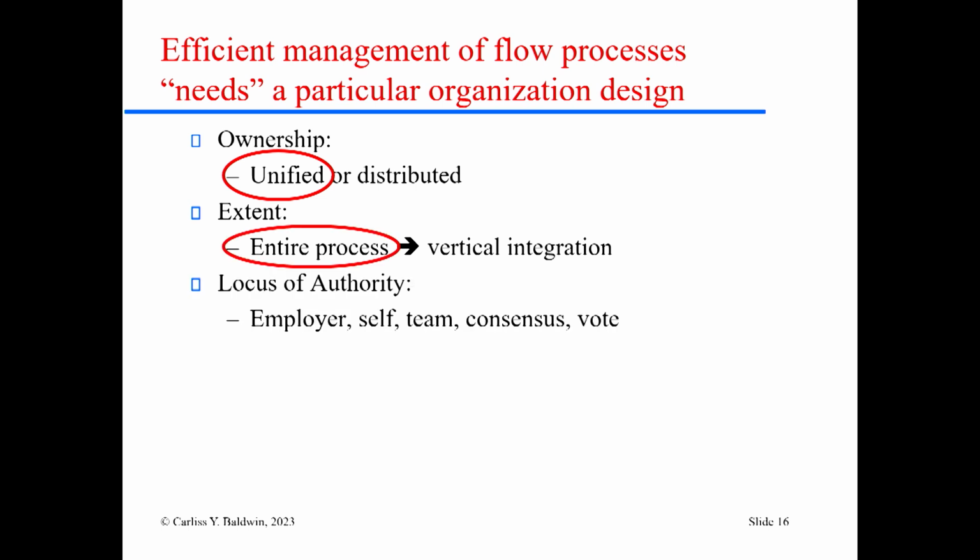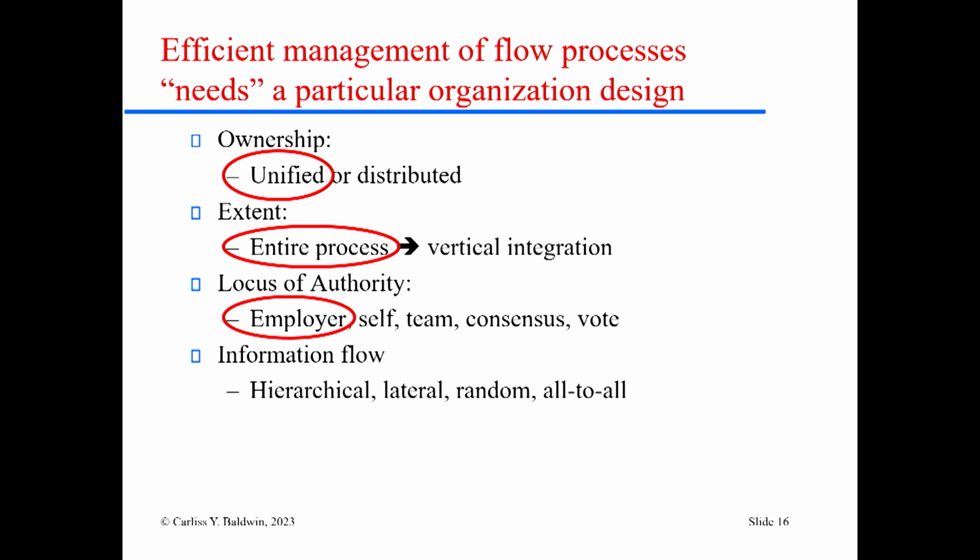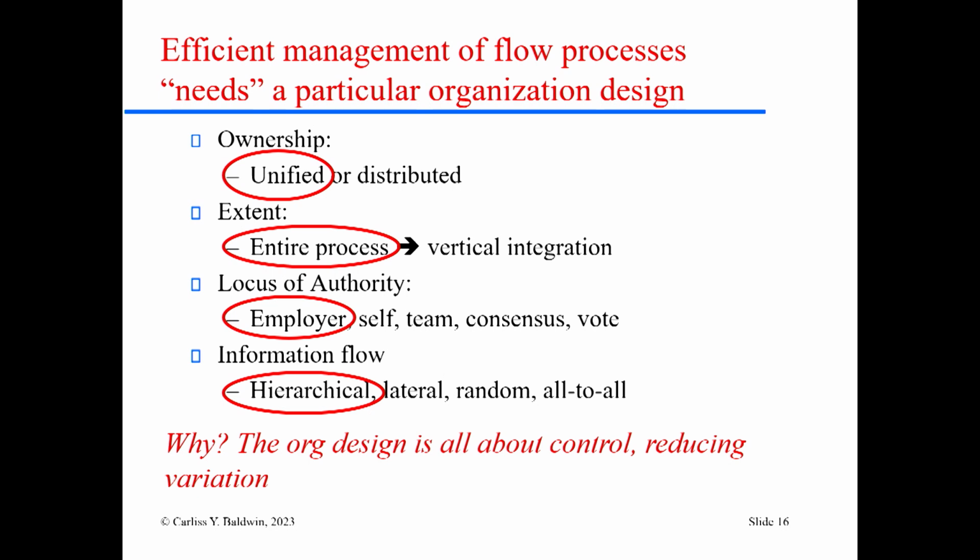Locus of authority, one. Everything goes up to a single decision. You cannot have agency issues and transaction issues haggling in this kind of process. So an information flow, hierarchical. You've got to set it up so that it's rationalized. Why? This org design is all about control. It's about reducing variation. It's about not letting bad things happen because the only things that can happen are bad.